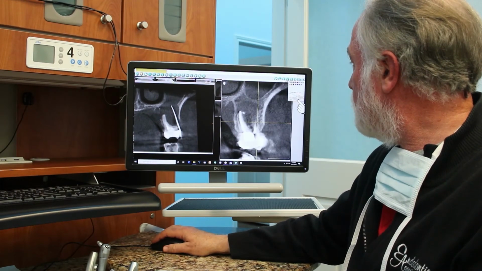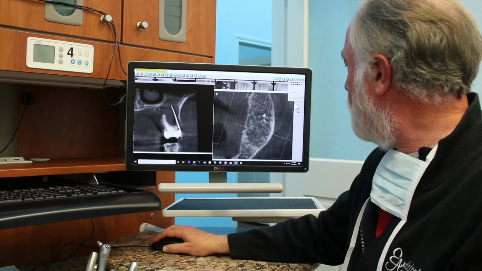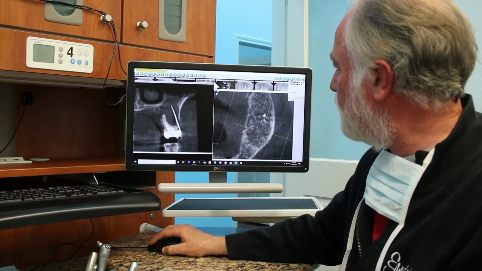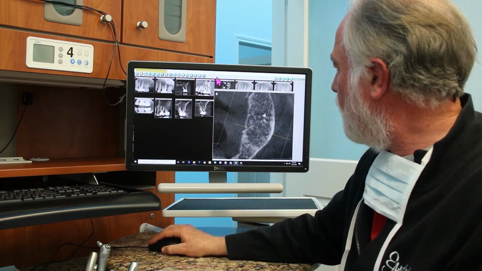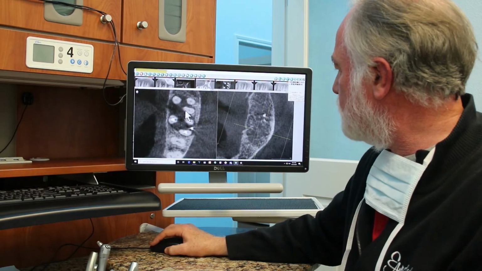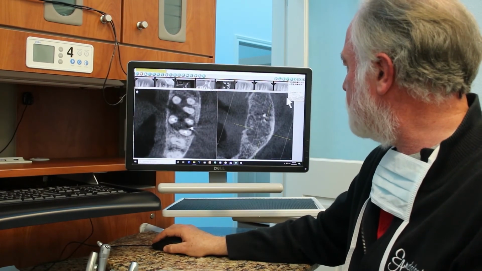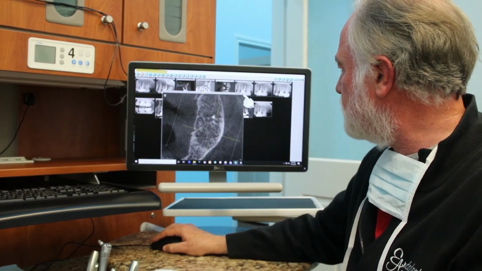Now, let's take a look too at the bone on the top. So that's what our bone looked like on top, looking down on the tooth, and recall all that bone was missing in there. So all that bone now has grown back in and has reestablished itself. So pretty phenomenal healing with this GentleWave process.